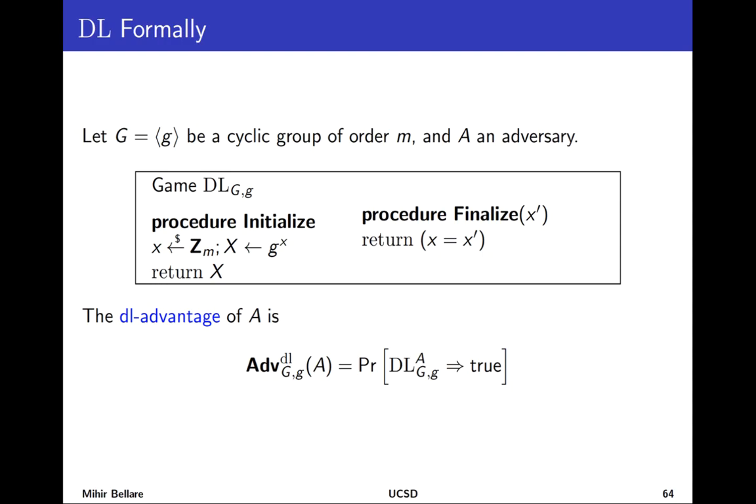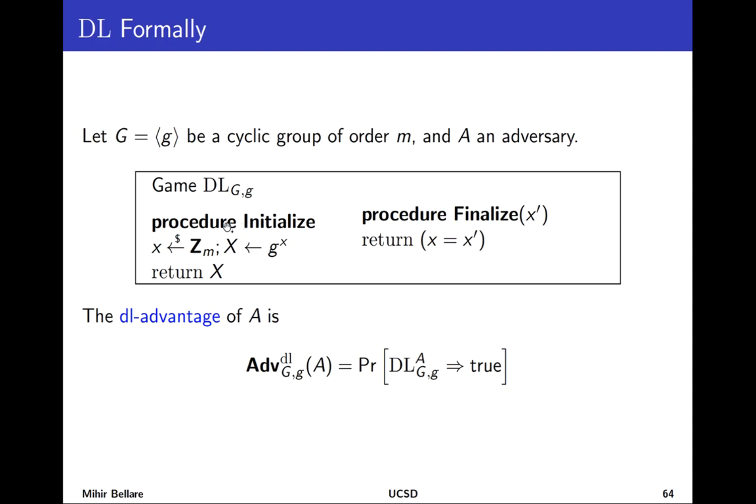So let G be a group. We assume it's cyclic. So we assume little g is a generator. That's what this notation means. Let m be its order. All of these are public. We have an adversary and we have a game called discrete log associated to the group and generator. It's a very simple game.